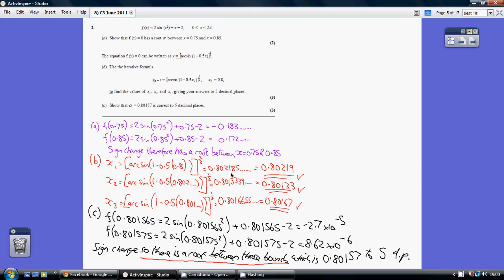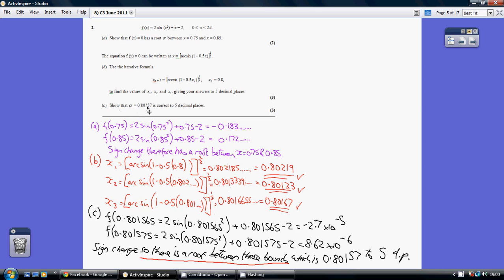So x1 is 0.80219. Now x2 is when you go and substitute x1 into the equation, and similarly x3 is when you substitute x2 in. So just really number crunching on your calculator to get these three values.